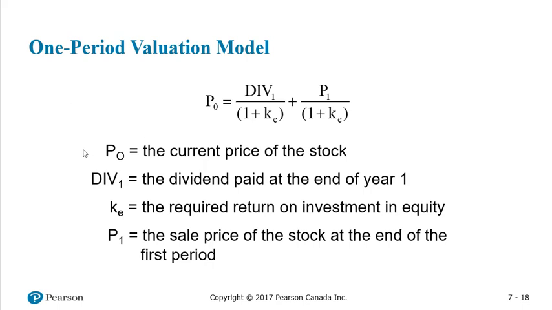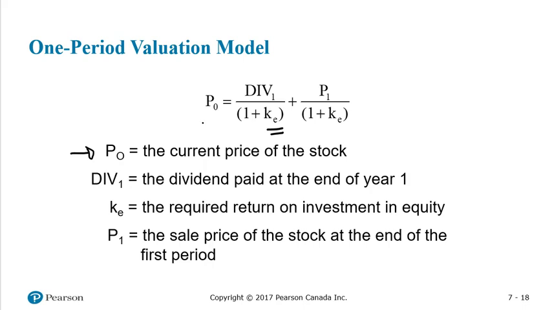And in the one-period valuation model, we can see P0, the current price of the stock, equals the dividend paid at the end of year one, plus the sale price of the stock at the end of the first period. And we're discounting back here by the required return on an investment in equity, which could be different rates depending on the country and the risk and the timing. But if we looked at historical returns on the S&P 500, we might say that could be around 10%.